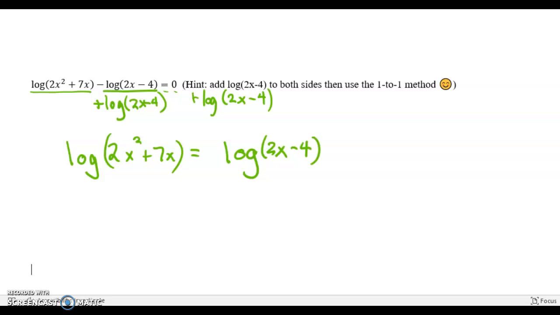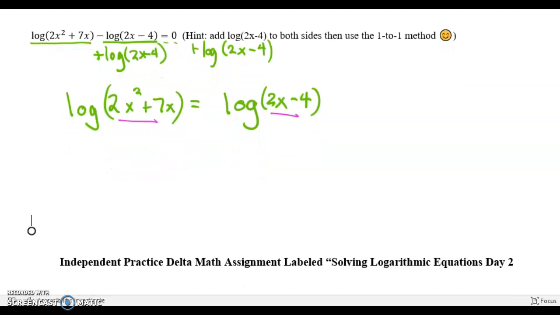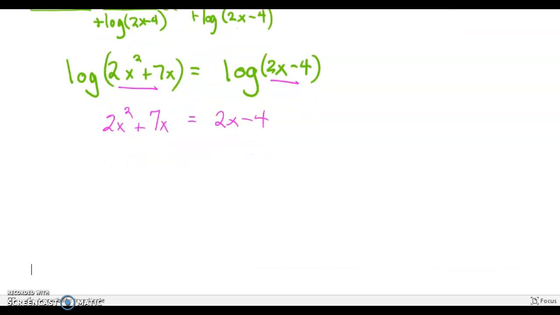Now we can use the one-to-one property. Because they're in the same exact spot, we can say that they're equal to each other. So 2x squared plus 7x has to equal 2x minus 4. We'll need to factor, so shift everything to one side. So subtract 2x from the right, subtract 2x from the left. Add 4 to the right, add 4 to the left. The left side says 2x squared plus 5x plus 4 is equal to 0. Let's factor.